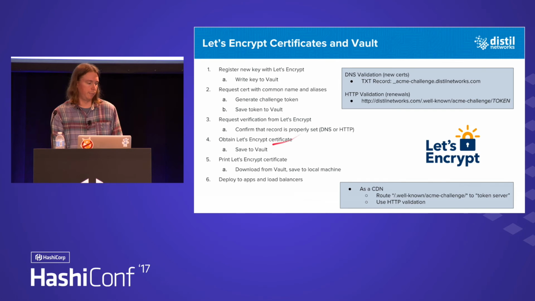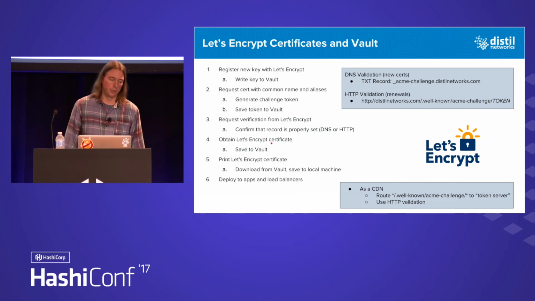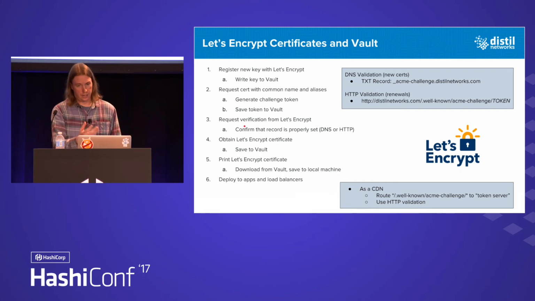So once you've dropped that in place, you're able to obtain the Let's Encrypt cert. This is just saying, okay, you've verified for all of the SANs that it's good. And then I pull the cert down and save it to Vault. At this point, I'm able to print it. I'm able to push it to all of the load balancers, and then it's in play.